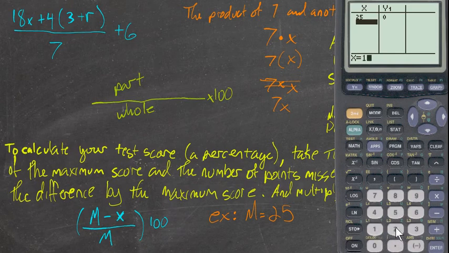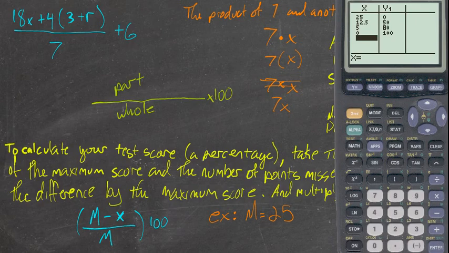Okay, let's say you missed 12 and a half. Well, that's exactly half of 25. So we should get a 50%, which we do. Let's say we miss just 5. Okay, that's an 80%. If we miss none, then we should get 100%.